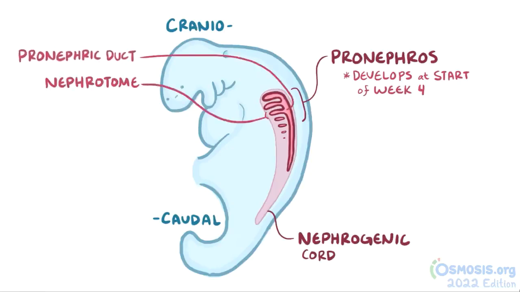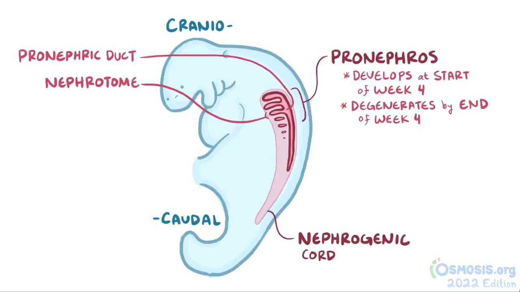The pronephric duct is basically a pipe that runs down the length of the nephrogenic cord, and the nephrotomes are small chunks of tissue that break off of the nephrogenic cord. The pronephros, though, doesn't produce urine, and it regresses by the end of week 4.